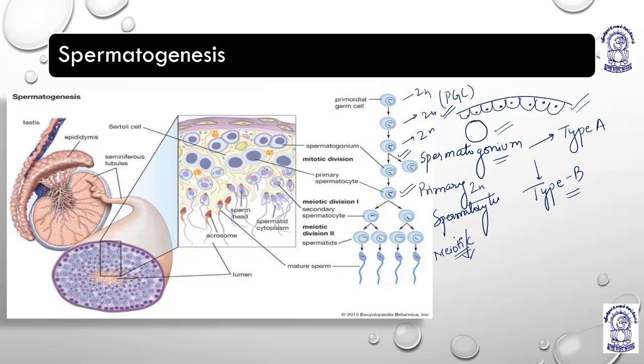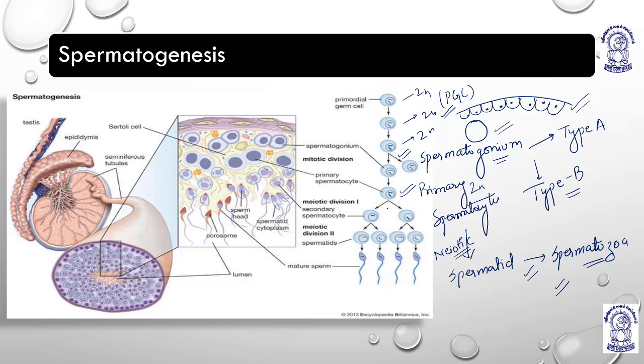Okay, so this primary spermatocyte undergoes meiotic division to form spermatid, immature sperm. This spermatid, with the help of different maturation factors, is converted into spermatozoa. These maturation factors are what? Testosterone, obviously, androgen binding protein, obviously. All these hormones help to produce mature spermatozoa. Okay, so this is the whole path.